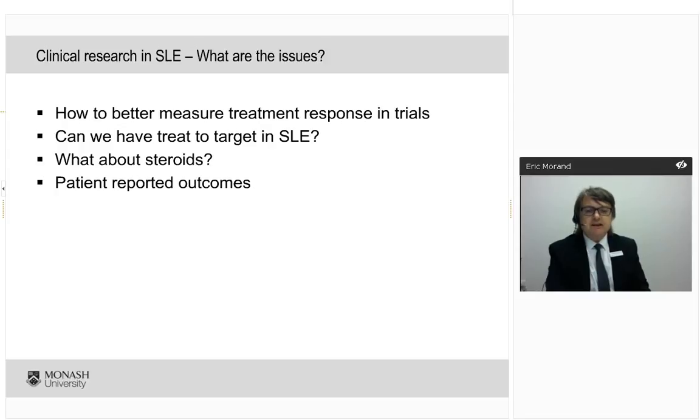So what are the issues in clinical research in SLE? One of the main issues is how better to measure treatment response in clinical trials. The second component of that is, can we have a treat-to-target approach in SLE so we know how good our patients need to be? The third is, why do we still use steroids in patients with lupus? And the fourth is to talk for a moment about patient-reported outcomes, which may be quite interesting to the audience for tonight's seminar.